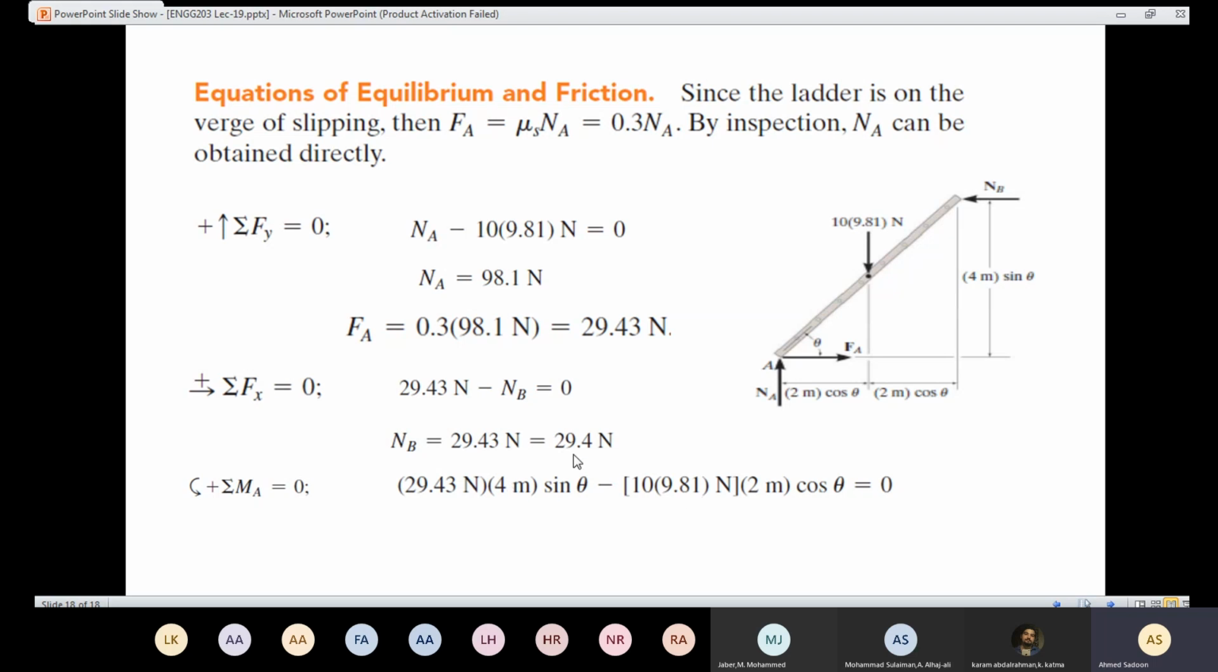Here I have only one unknown, which is theta. If I simplify that problem, I'm going to find out that sine theta over cosine theta came out to be 1.667. Sine theta over cosine theta is tan theta. Then in order to know theta, I need to get the tan inverse of that value. And theta came out to be 59 degrees. So when that ladder is about to move, the angle theta here is 59 degrees.